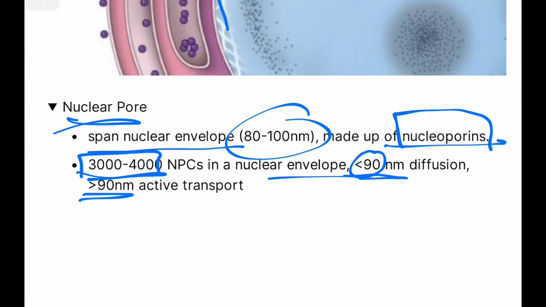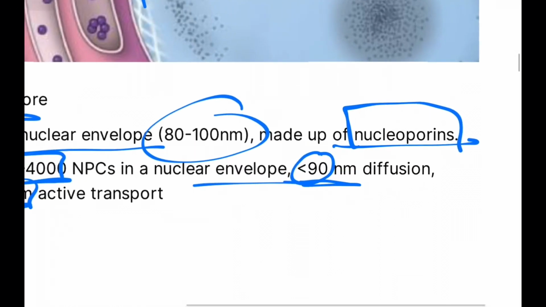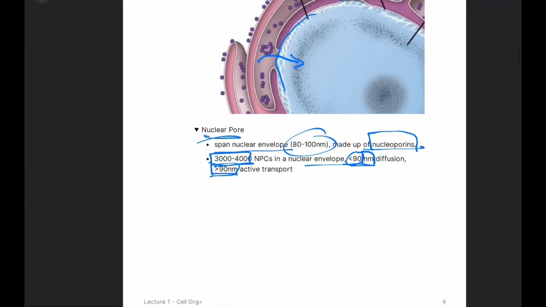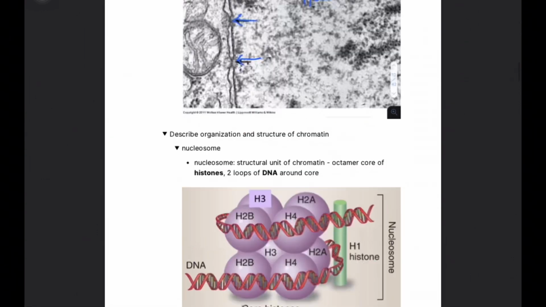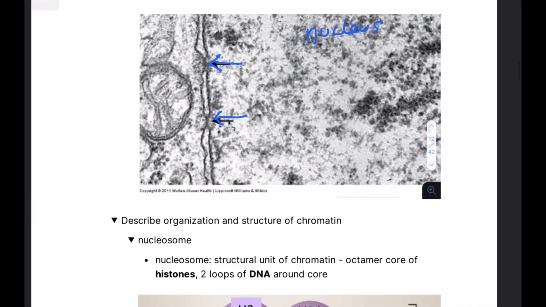There's going to be 3,000 to 4,000 channels. Over 90 nanometers, it's going to be active transport. Obviously not, right? I was stumbling over nanometers and millimeters for the longest time there. Obviously, you don't have to know this, right? Like I didn't memorize it. It's not important, right?